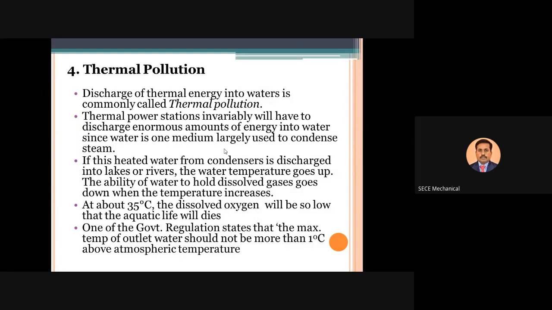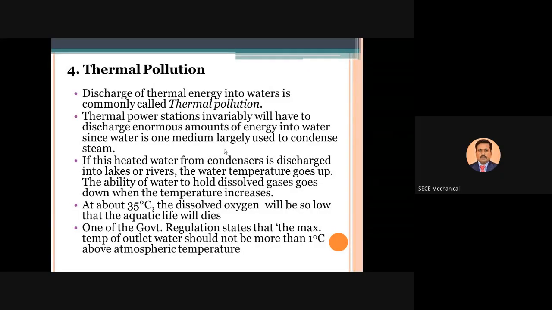Water is normally used for cooling purposes, but it is not always reused. The water goes to some storage area or drains back to the water source area, and the temperature of your water is increased. The normal temperature of water is nothing but your atmospheric temperature, normally 28 to 30 degrees.